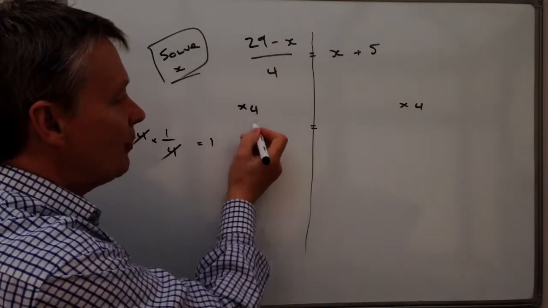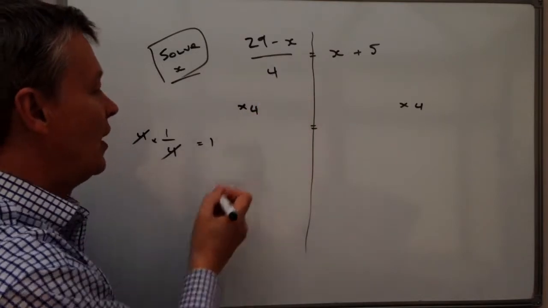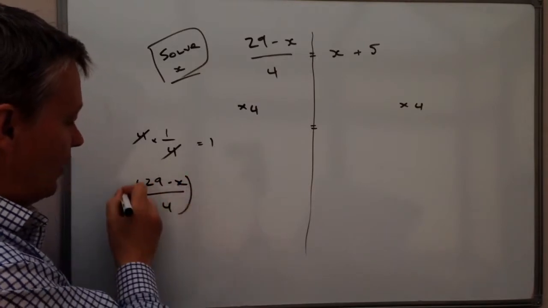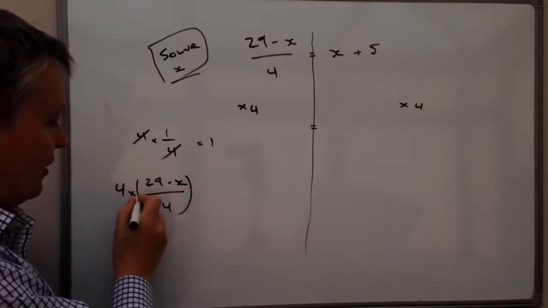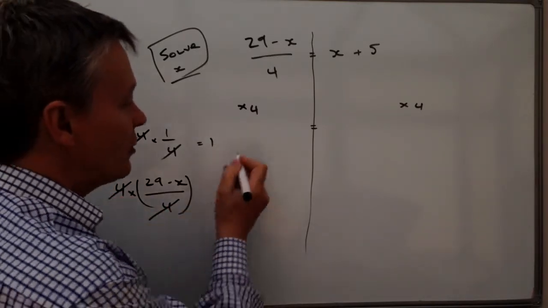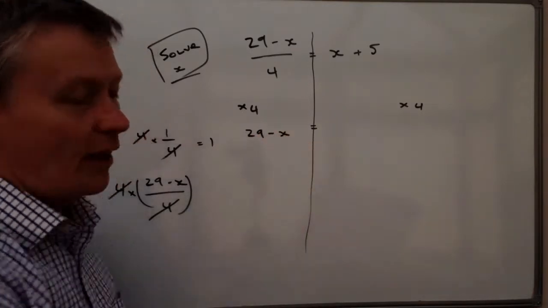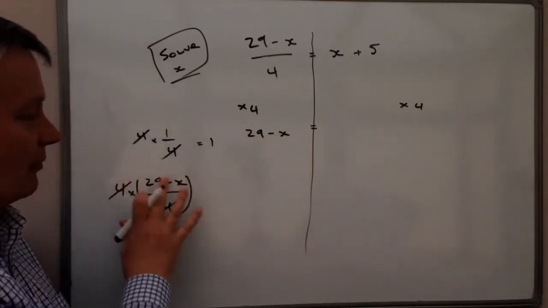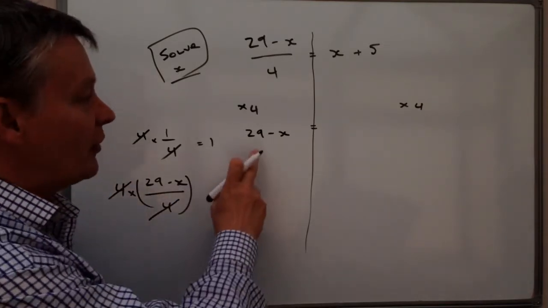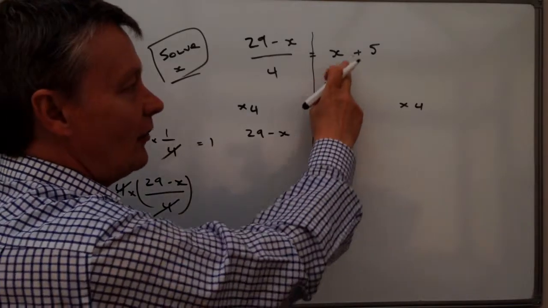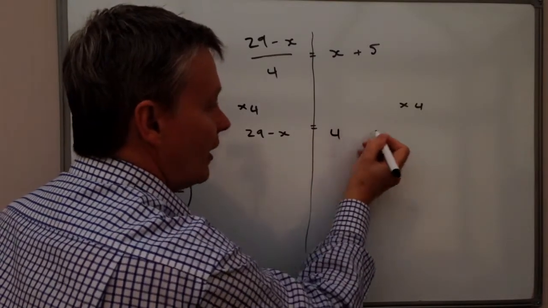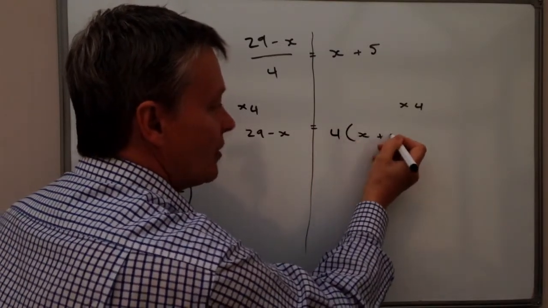So if I multiply this side by 4, I've got effectively 29 minus x over 4 multiplied by 4. I hope you can see that okay. If I multiply that by 4, those two will cancel out, and I just get left with 29 minus x. Please do add a comment if you need me to go over that a little bit more. So this side I've got 29 minus x. On this side I have to multiply the whole thing by 4, so I'm just going to make use of brackets. I've got 4 times (x plus 5).